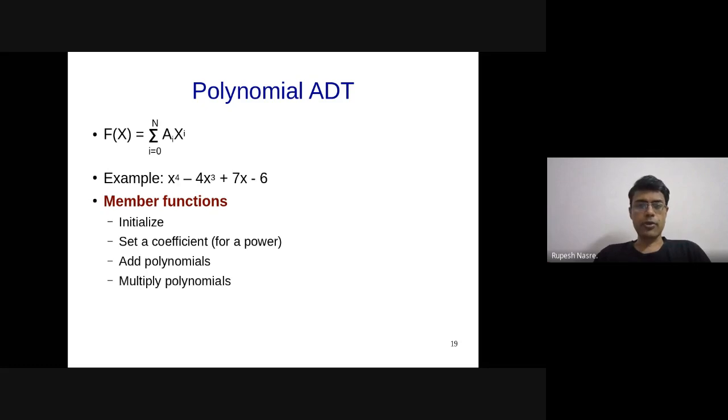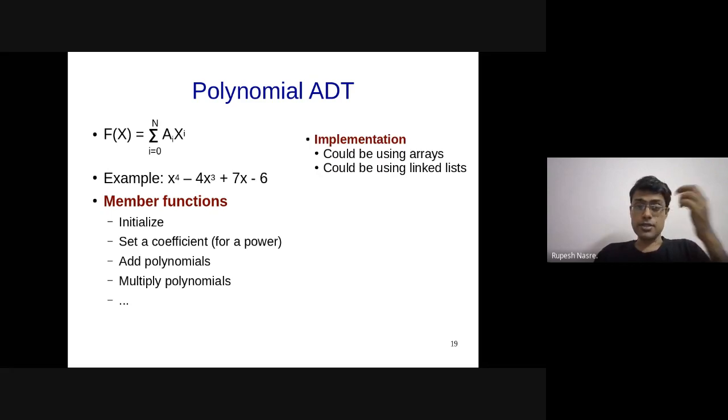Like I was saying, adding of polynomials, multiplying of polynomials. So these are different member functions which we are currently interested in. Definitely there are more operations that we can define. Now the question is, we can implement it using arrays, which we discussed nicely, and that seems to be a reasonable implementation. And then there is a possibility that you can as well implement it using linked lists.